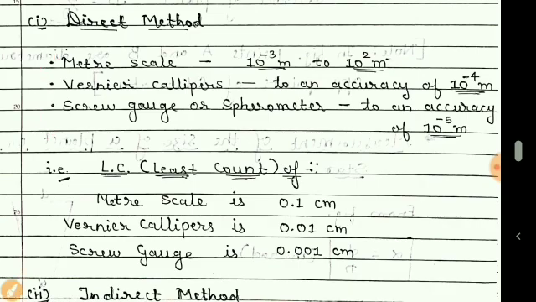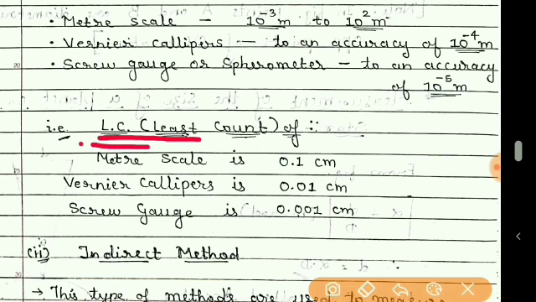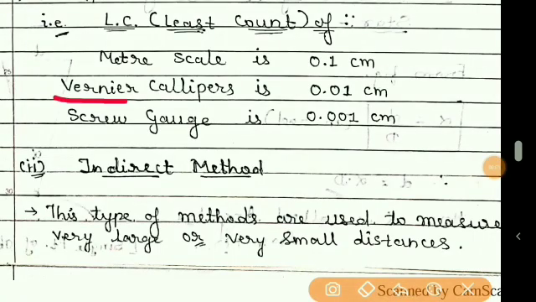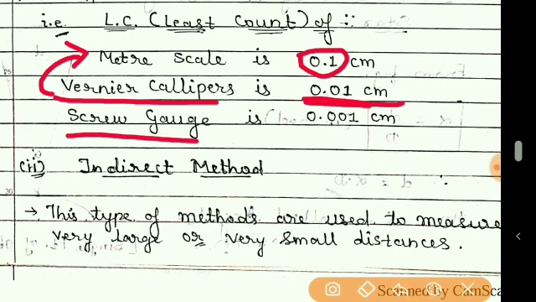Now about the least count of these instruments. Least count means the minimum measurement which can be done with the help of these instruments. We have already studied that for a meter scale, the least count is 0.1 centimeter. Then Vernier calipers can measure even 10 times smaller than a meter scale, so 0.1 divided by 10 is 0.01 centimeter. Then the screw gauge can measure even 10 times smaller than the vernier scale, so dividing 0.01 by 10, we get 0.001 centimeter.